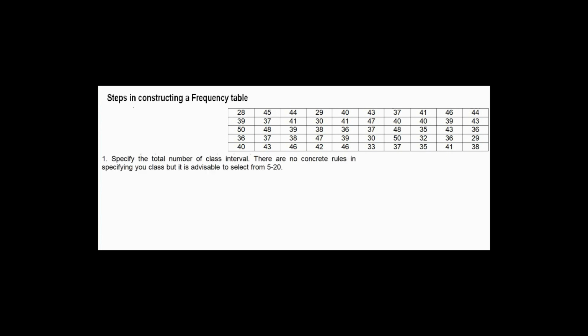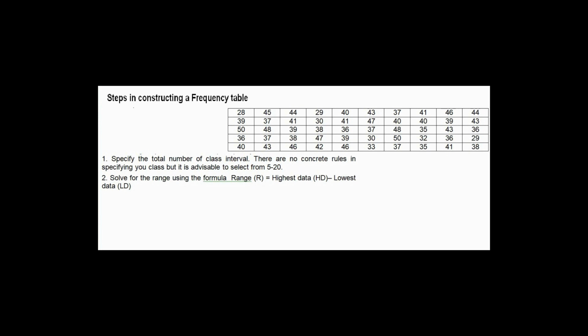So we have step 1, specify the total number of class intervals. There are no concrete rules in specifying your classes, but it is advisable to select from 5 to 20. But in actuality, there are researchers who use 4 classes, up to 20 classes, depending on the study. So as a researcher, you will decide how many classes you will have in your frequency table.